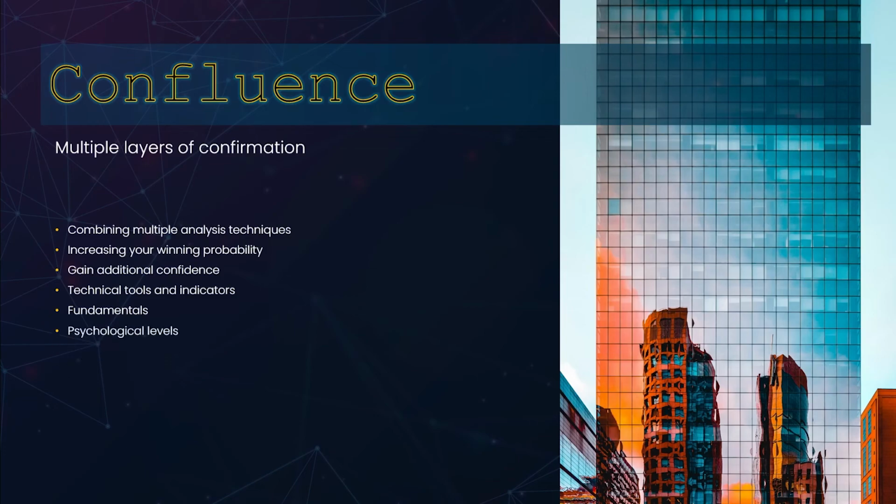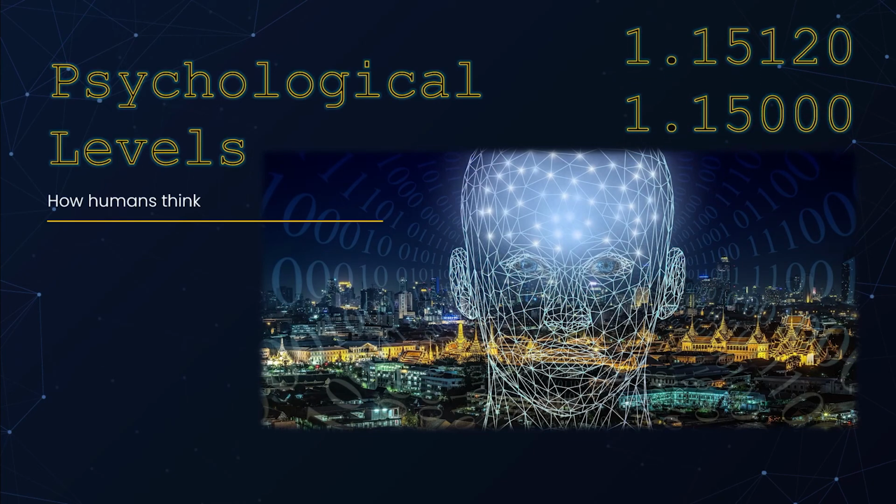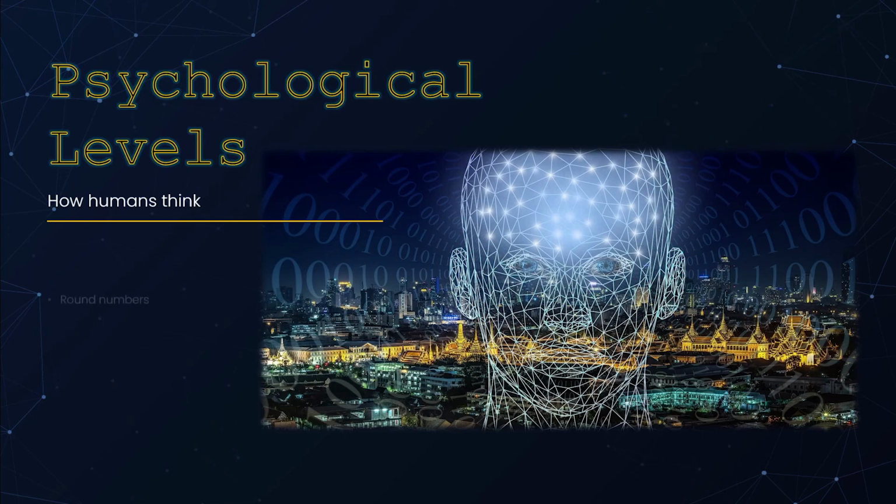Another basic confirmation without using indicators can be psychological levels. These are round numbers. Where would you rather buy? 1.15120 or 1.15000? Psychological levels are price levels which are often key levels in Forex, denoted by round numbers. These round numbers frequently act as levels of support and resistance.